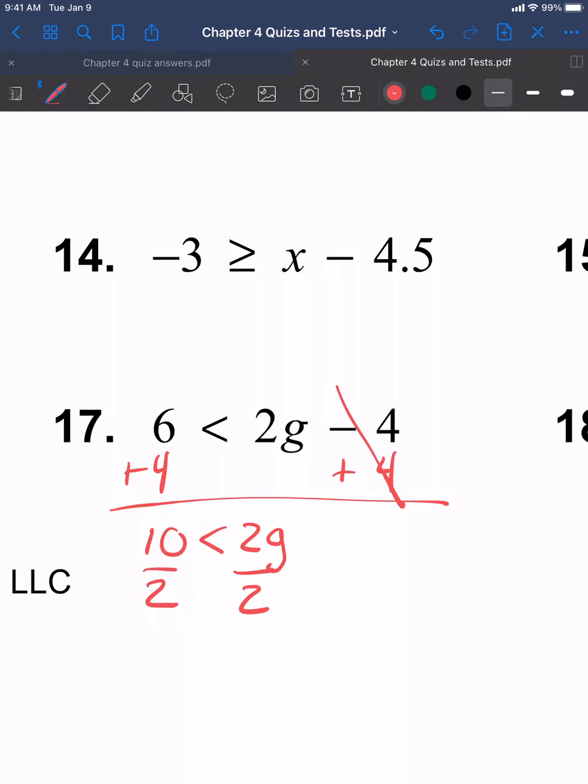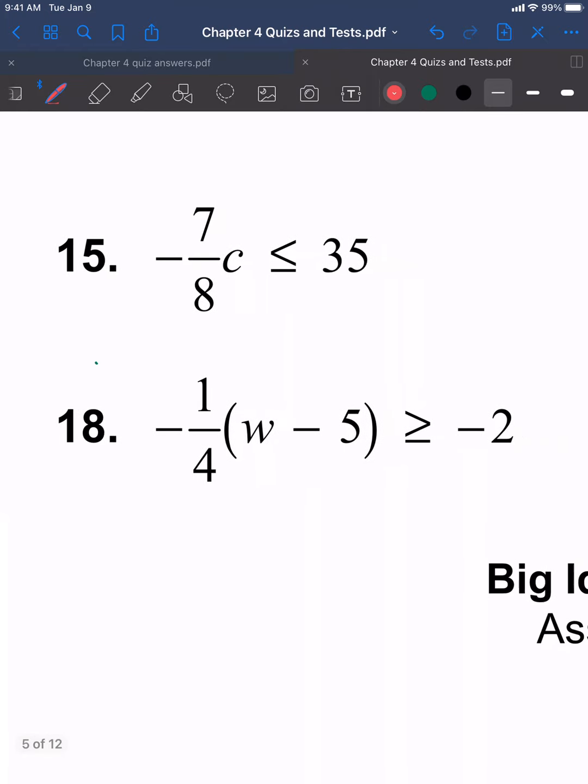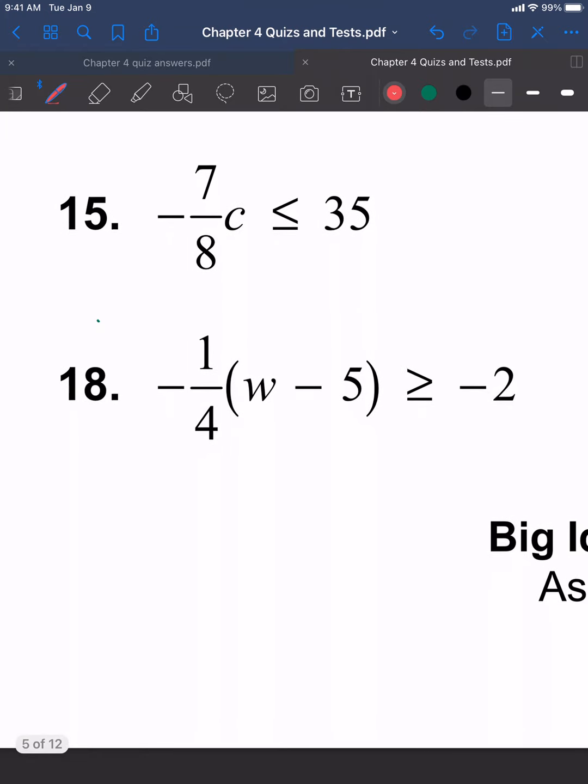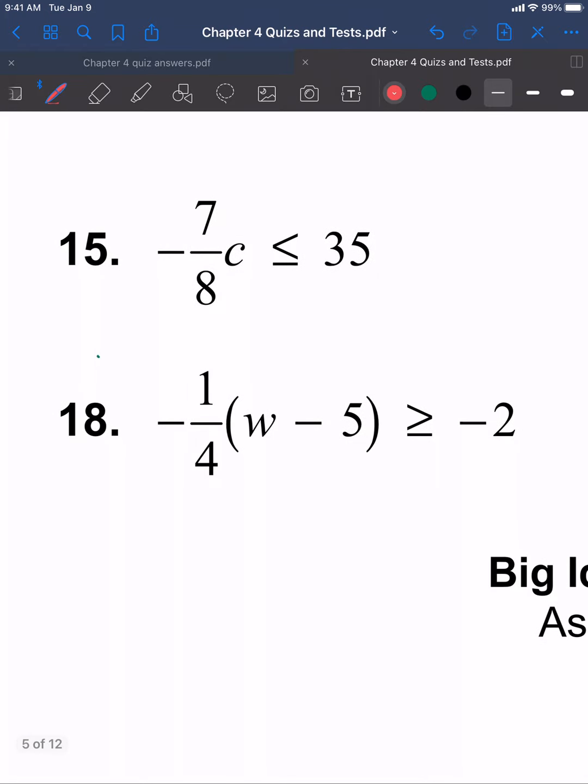This is a nice one, you guys. What's 10 divided by 2? 5. Do I need to flip my sign? No. Am I done? Yes! That one wasn't so bad. Look at this fun little flavorful one. It's nice and spicy. Go ahead and try this one on your own.